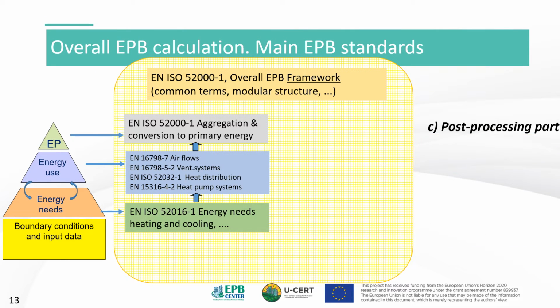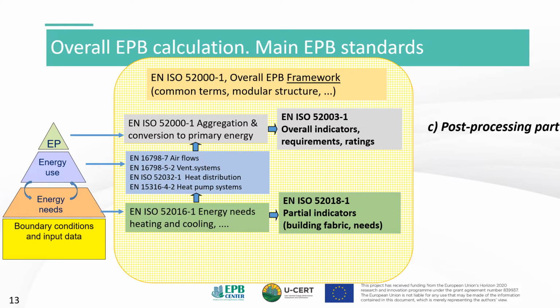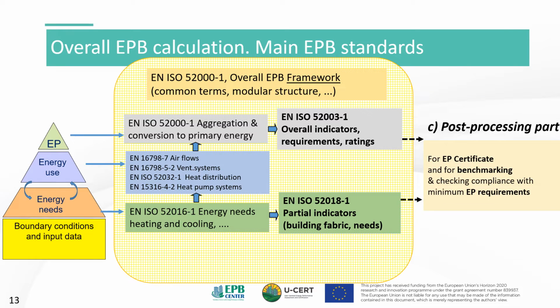And then we come to a next section, that is the standards on post-processing. And here we have two important standards. One, EN ISO 52003 Part 1, with overall indicators, requirements and ratings, and then a similar standard on the partial indicators on the building fabric and needs, which uses the output of the calculation of energy needs and indoor temperatures. And these are for the EP certificate, benchmarking and for checking compliance with minimum EP requirements.